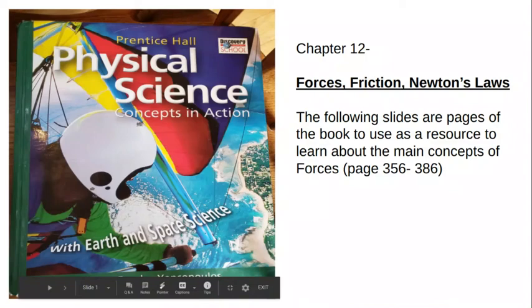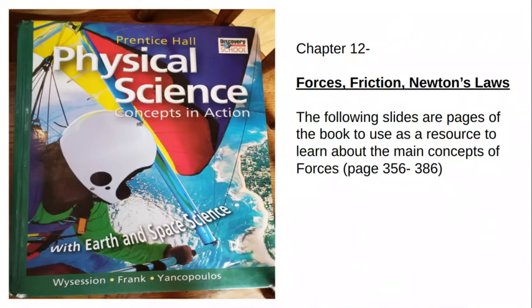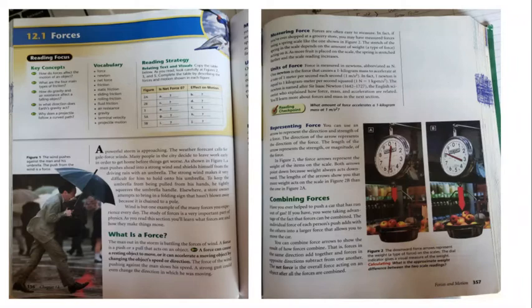Chapter 12: Forces, Friction, and Newton's Laws. 12.1 Forces. A powerful storm is approaching.